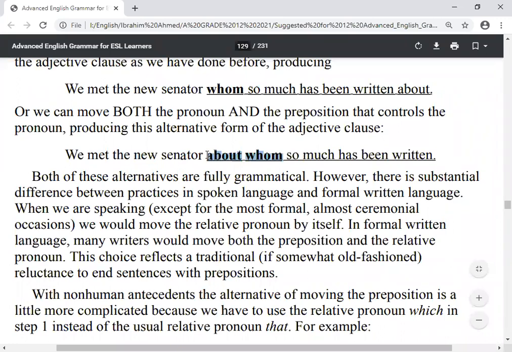However, there is a substantial difference between practices in spoken language and formal written language. When we are speaking, except for the most formal, almost ceremonial occasions, we would move the relative pronoun by itself. Okay, this is more formal. In formal written language, many writers would move both the preposition and the relative pronoun. This choice reflects a traditional, if somewhat old-fashioned, reluctance to end a sentence with a preposition.